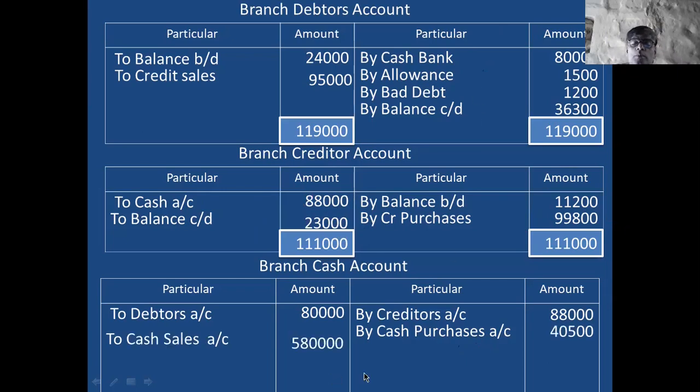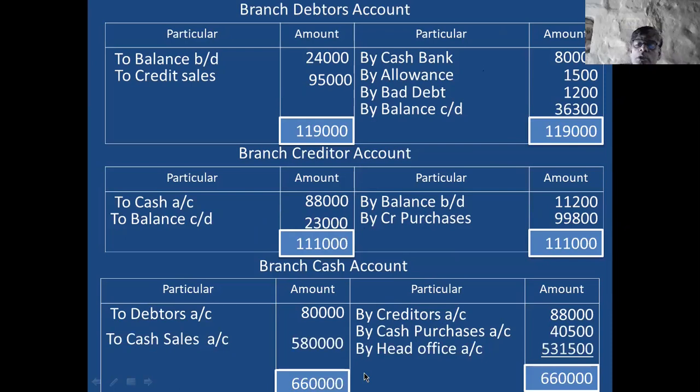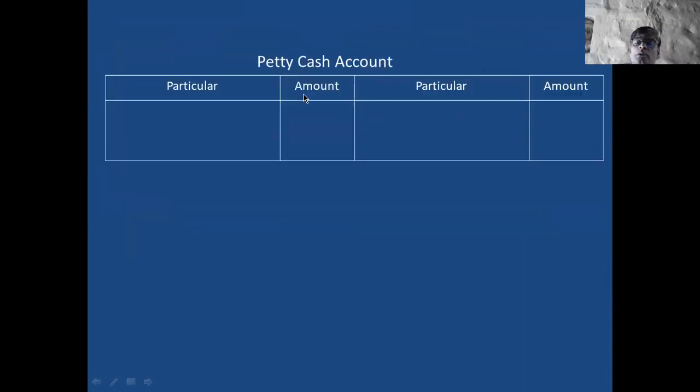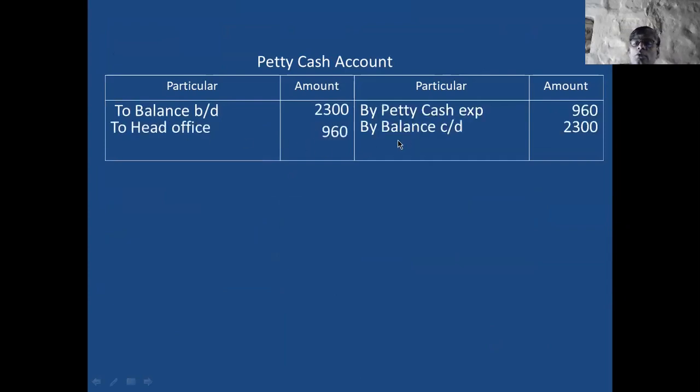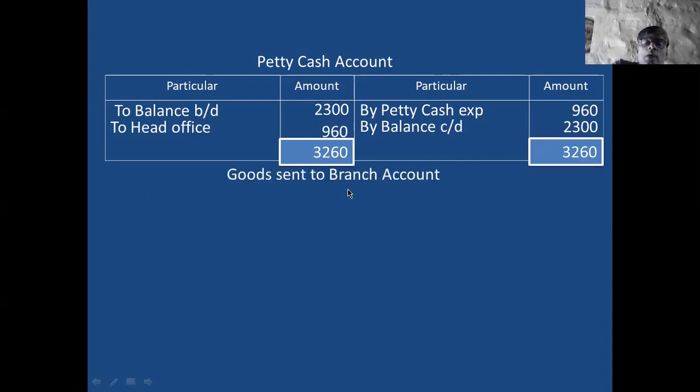Then the cash book is prepared with the help of our information and the amount paid to head office. If you prepare the petty cash, balance is 2,300. Amount received from head office is 960. Okay. Then closing balance is again the same balance. Then difference is 960. This 960 is called petty cash expense. Total 3,260. Okay.